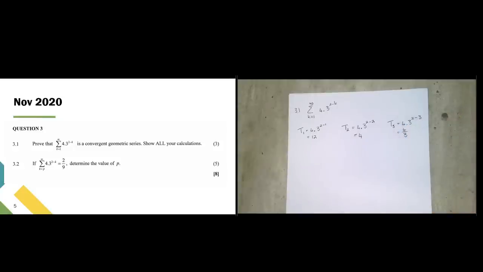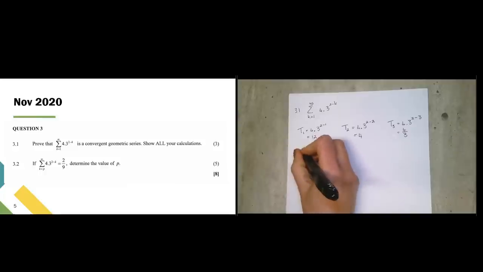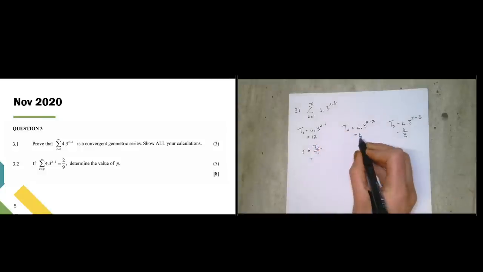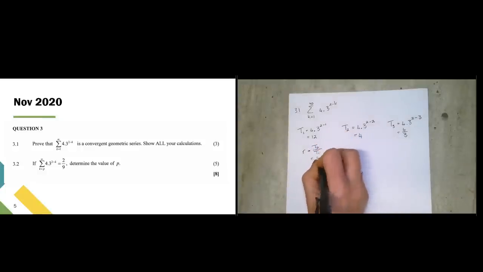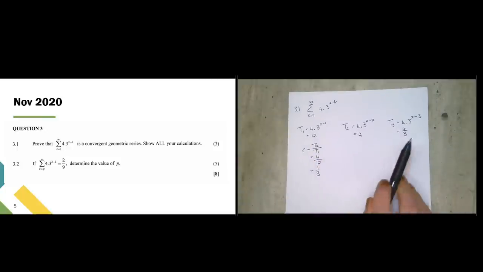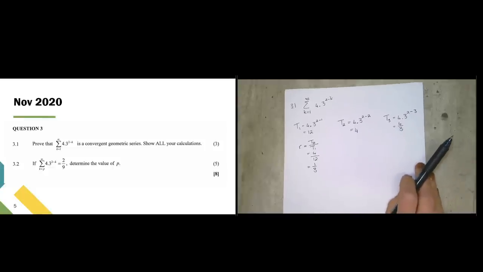So remember they said I must prove that this is a convergent geometric series, which means I must determine my ratio. How do I determine my ratio again? Term 2 divided by term 1. My second term was 4. My first term was 12. 4 divided by 12 is a third. I can check it by saying term 3 divided by term 2. 4 over 3 divided by 4 is also a third. Now, your ratio worked out to be a third.